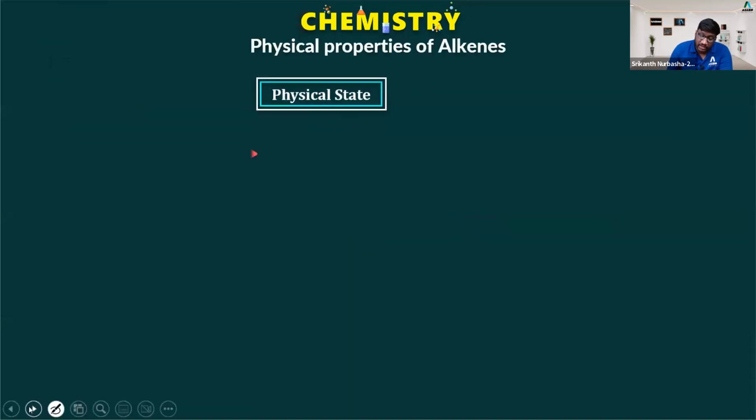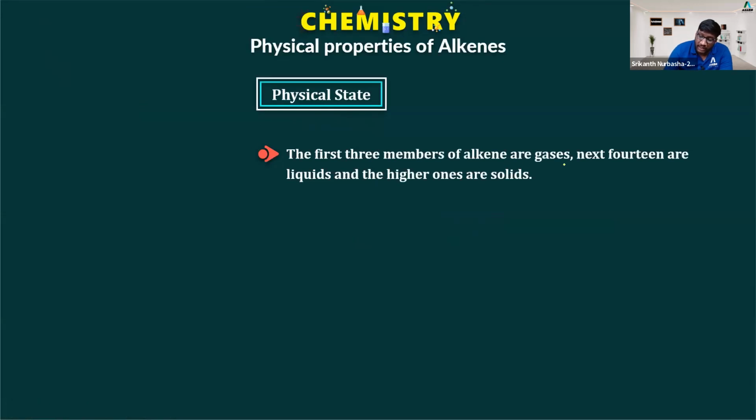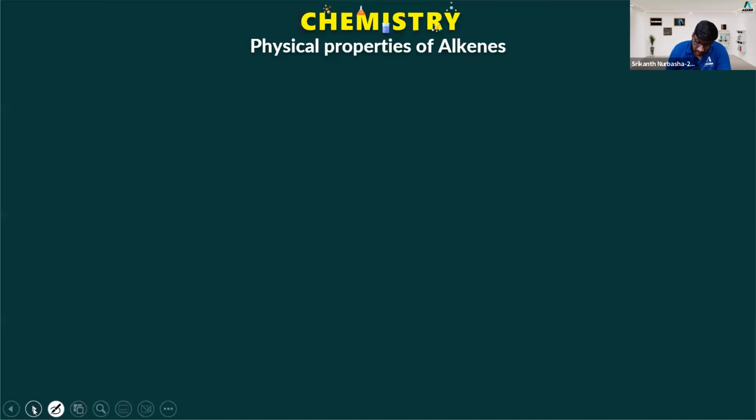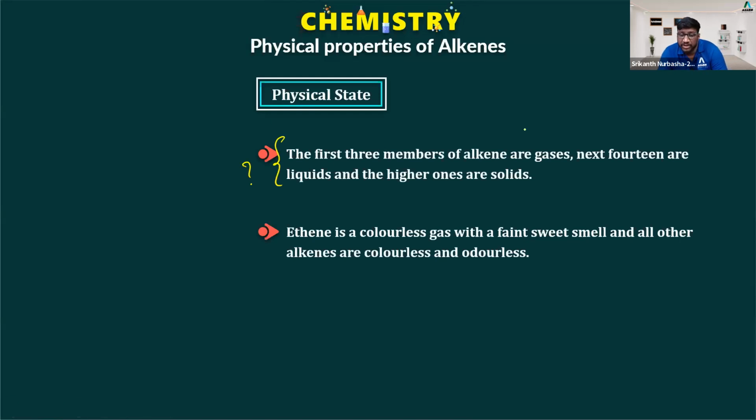Physical properties of alkenes. Let us look at physical state. The first three members of alkenes are gases. The next 14 members are liquids and the higher ones are solids. Why? Because as molecular mass increases, their attractive forces increase. Very good. With increase in molecular weight, the van der Waals force of attraction increases. If the van der Waals force of attraction increases, liquefaction will occur. And if the van der Waals forces are very high, then we can also have solids.